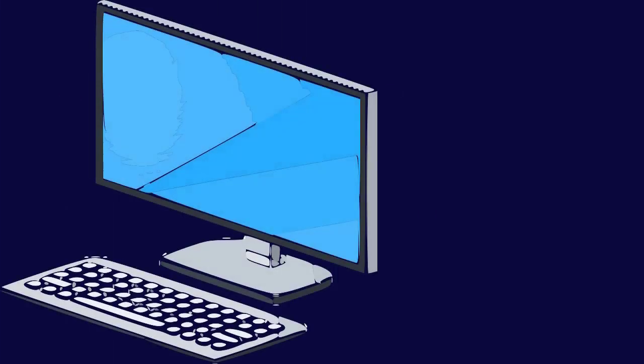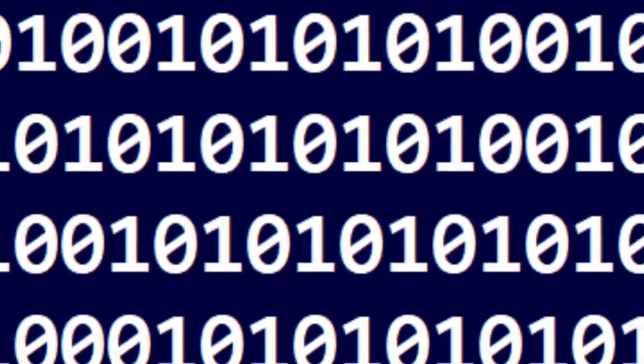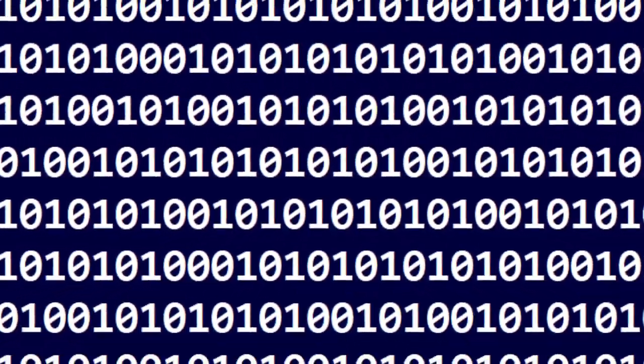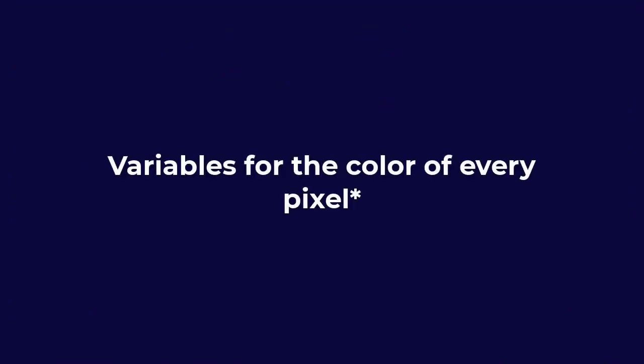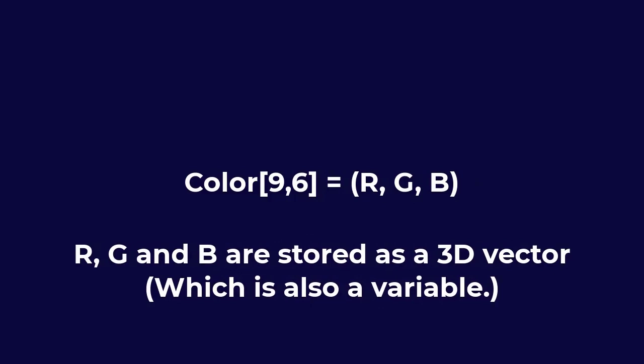Well, a computer is essentially a data powerhouse, primarily utilizing bits to store and manipulate information. In the context of graphics, it holds detailed data about every pixel on the screen. For each pixel's color, the computer retains the values of three variables, red, green, and blue, to efficiently manage and store information for countless pixels.